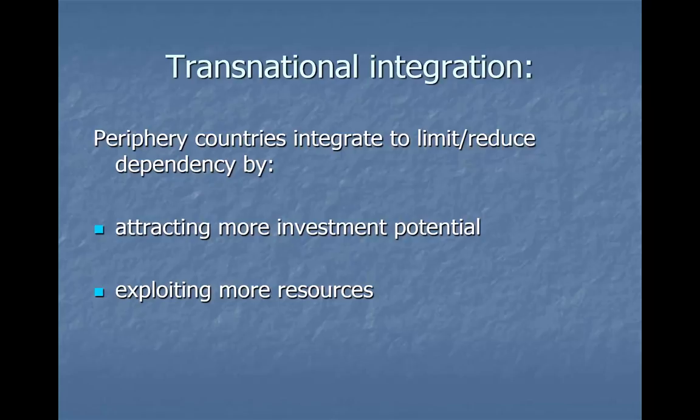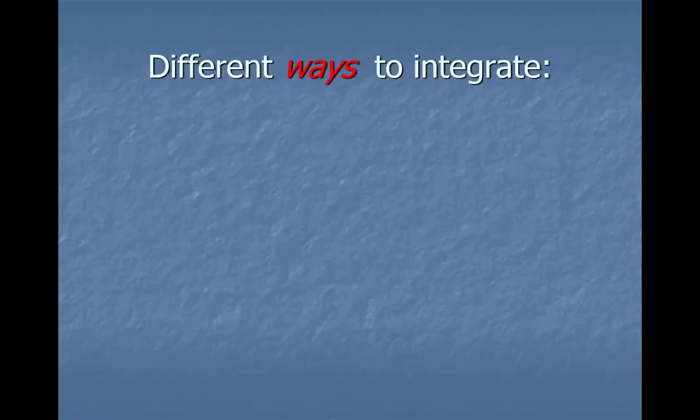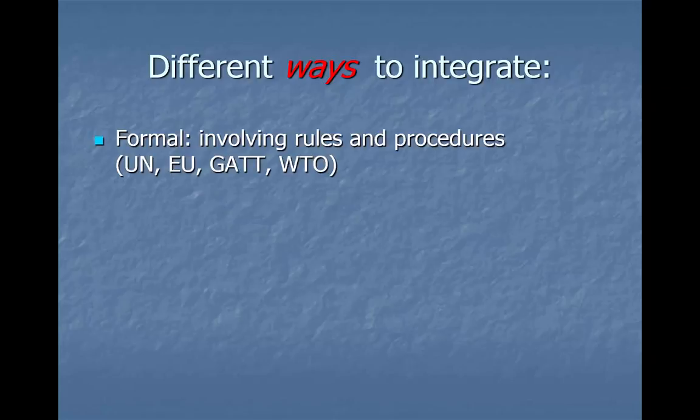So how do we go about integrating? There are different ways to integrate. And typically we talk about formal ways that involve rules and procedures, and we have structures such as the United Nations, the European Union, GATT, which stands for the General Agreement on Tariffs and Trade, and the WTO, or the World Trade Organization.